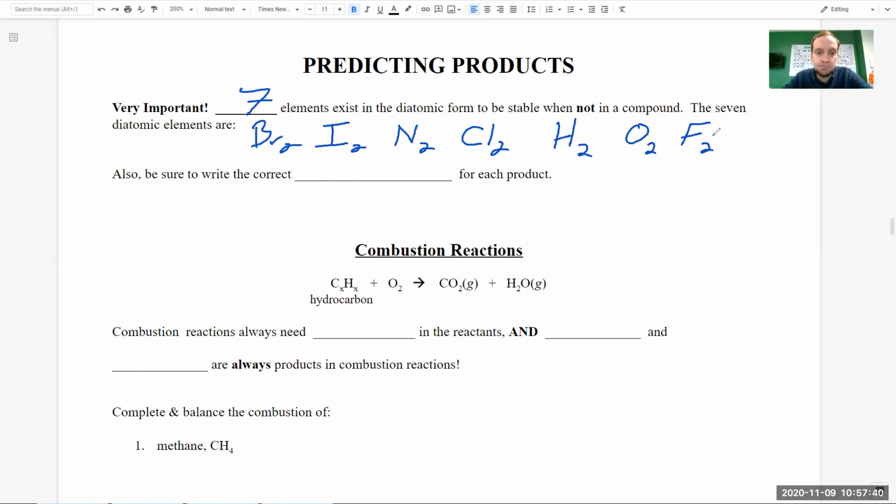But just to repeat, just because it's like this doesn't mean when it's in a compound, bound with another element, another atom, it's going to necessarily get a 2. It doesn't, okay? Not necessarily.